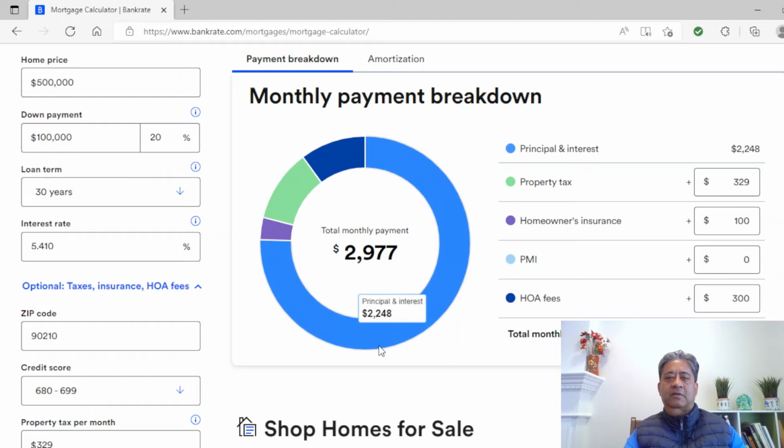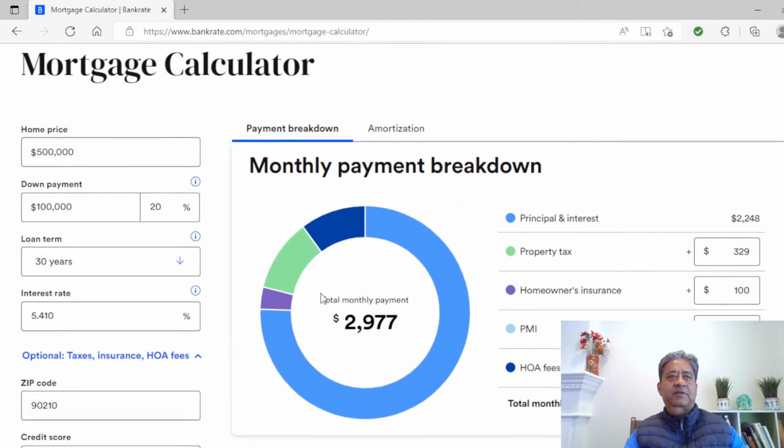And in this chart, you can see in the green color, $2,248 is principal and interest. $300 is the homeowner association fee. The other green color is the property tax, and this violet color is the homeowner insurance. So overall, the maximum amount is applied towards the principal and interest.